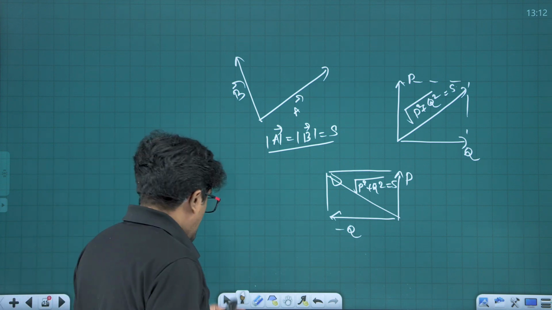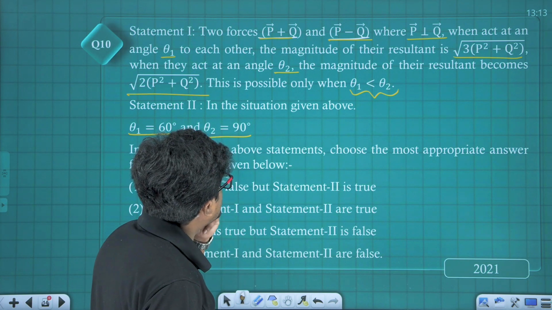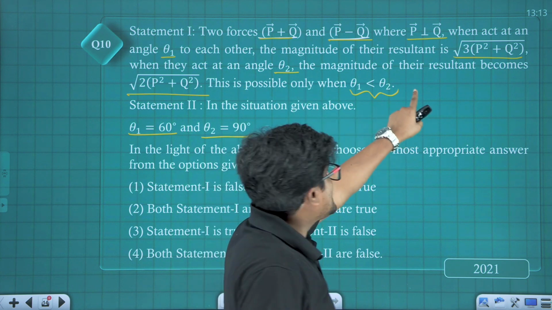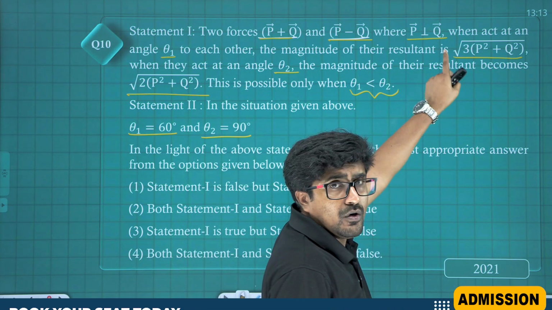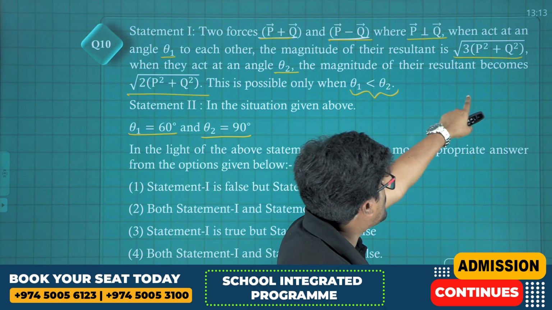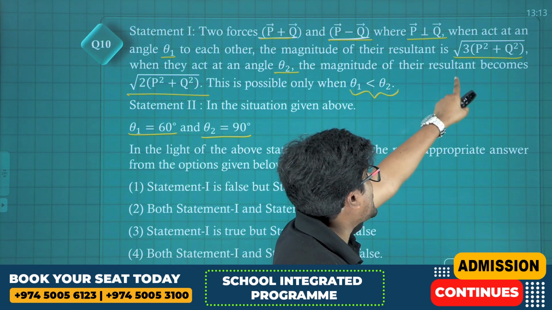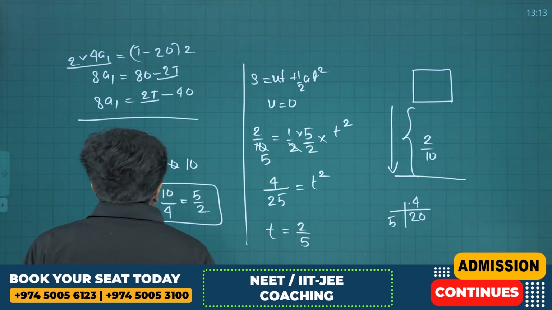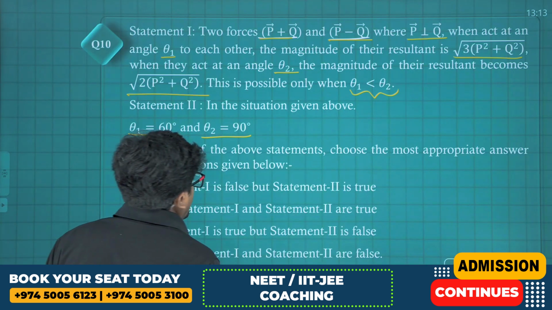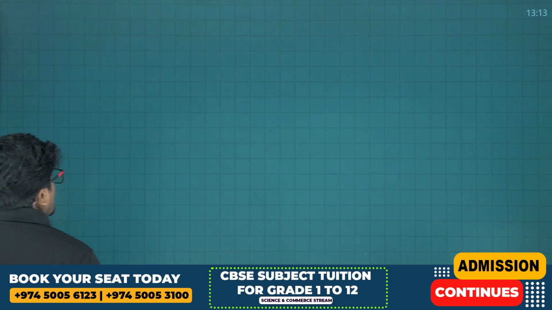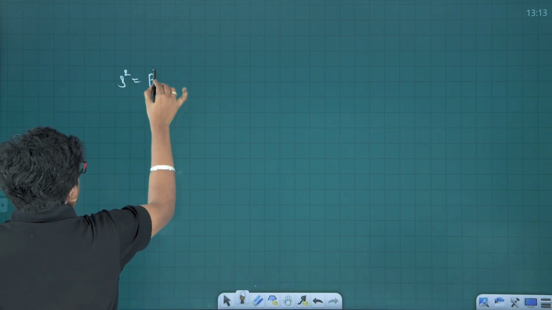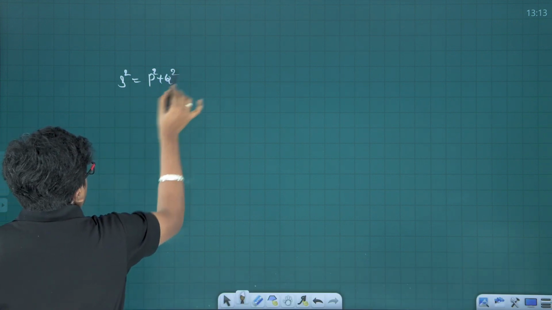Alright. Now, try to understand the situation here. What they are saying. When they were at an angle of theta 1, the resultant is root of P square plus Q square times 3. Okay, fine. So, let me consider that case here. What was S square? S square was P square plus Q square.